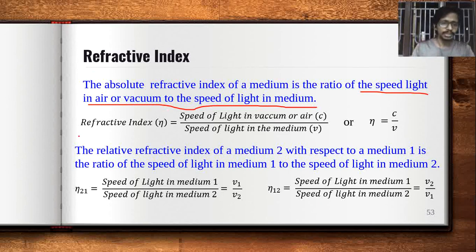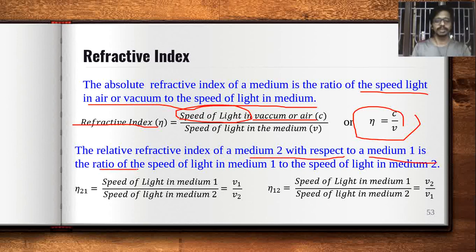Okay, so what is refractive index? It is the speed of light in vacuum or air, generally denoted as C, divided by the speed of light in the medium. Eta is the symbol of refractive index. As I have told, the refractive index decides the speed of the light. So eta is equal to C upon V. If you talk about two media, the refractive index of medium 2 with respect to medium 1 is the ratio of the speed of light in medium 1 to the speed of light in medium 2.